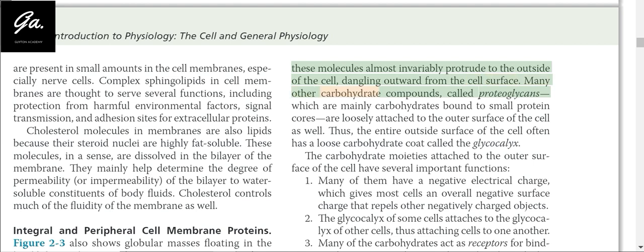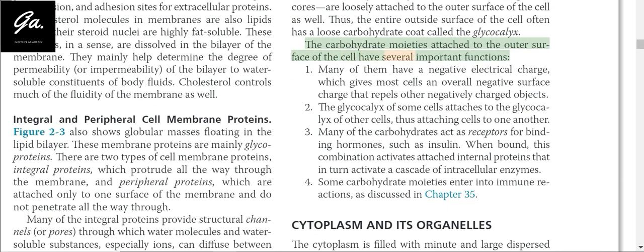Many other carbohydrate compounds, called proteoglycans, which are mainly carbohydrates bound to small protein cores, are loosely attached to the outer surface of the cell as well. Thus, the entire outside surface of the cell often has a loose carbohydrate coat called the glycocalyx. The carbohydrate moieties attached to the outer surface of the cell have several important functions.